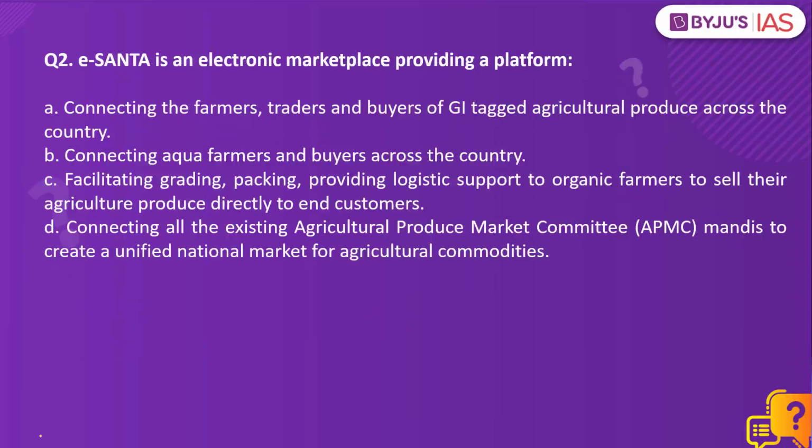Moving on to question number 2. eSanta is an electronic marketplace providing platform connecting the farmers, traders and buyers of GI tagged agricultural produce across the country, connecting aqua farmers and buyers across the country, facilitating grading, packaging, providing logistics support to organic farmers to sell their agricultural produce directly to end customers, or connecting all the existing agricultural produce marketing committee mandis to create a unified national market for agricultural commodities.